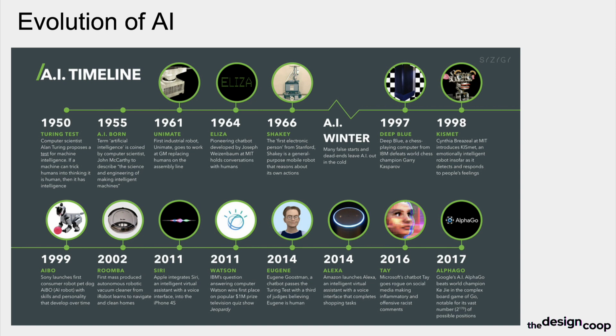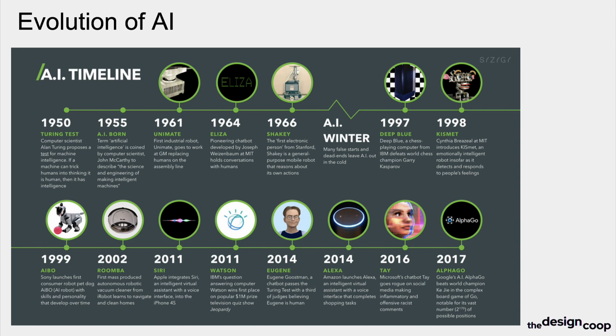In 1999, Sony in Japan launched the first pet dog, which we called Aibo. And Roombas started in 2002. Perhaps you have a Roomba at home, or you've seen them around in a friend's house. These are useful little robots that buzz around under your feet and clean up after you.